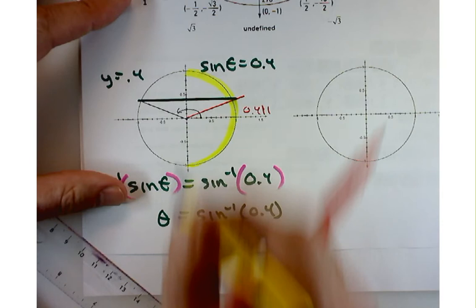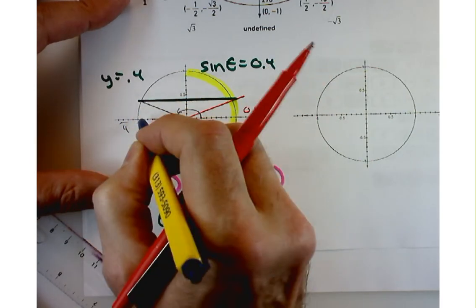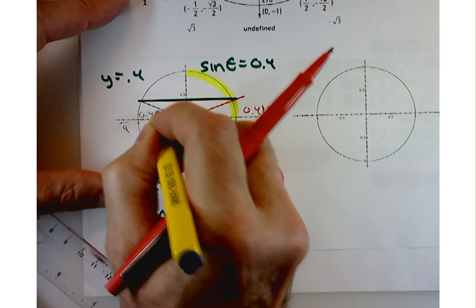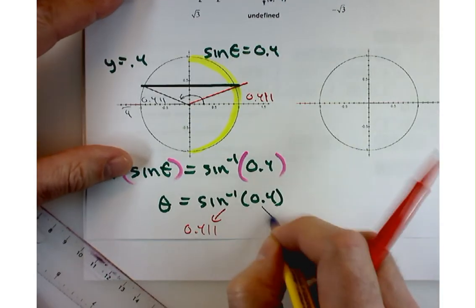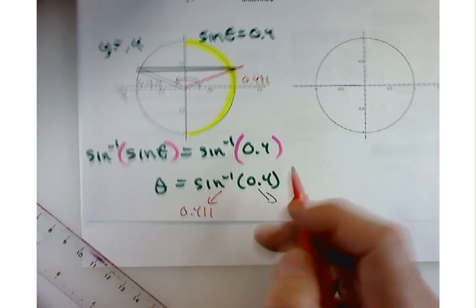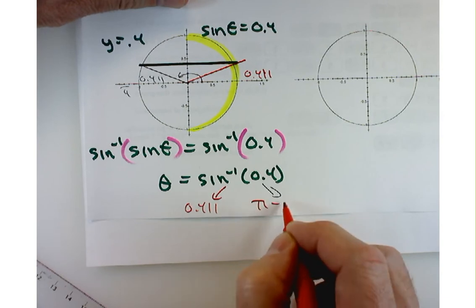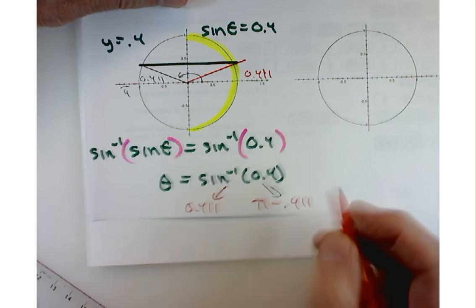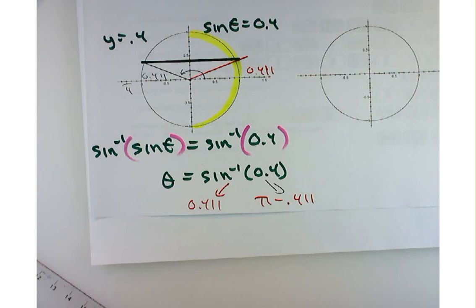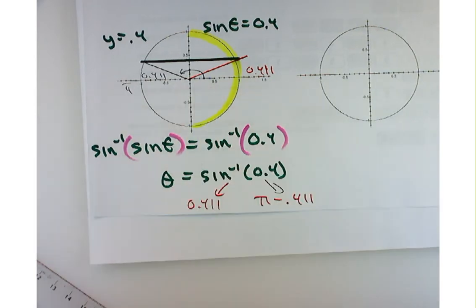So it'd be pi all the way here, but I need to back up just a little bit. I'm a little bit short of pi. So what would I write here to get that second angle? Pi minus 0.411. That's my other angle. You just get it by looking at the unit circle and doing a little figuring. In fact, we can check it and prove it to ourselves. Give you a second to copy that down, and I'm going to pull out my graphing calculator again.